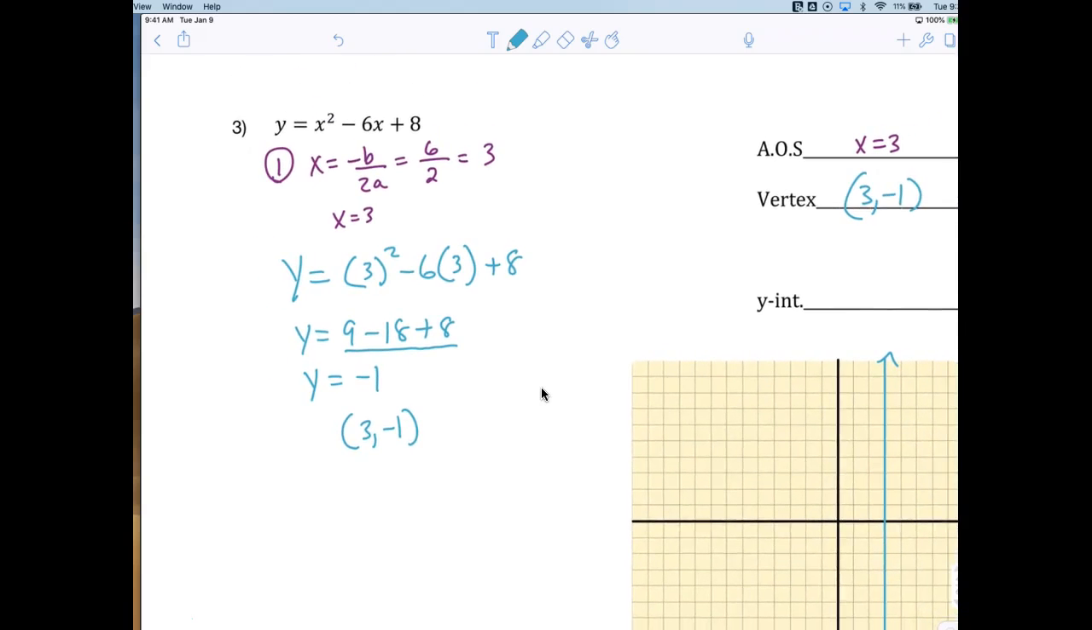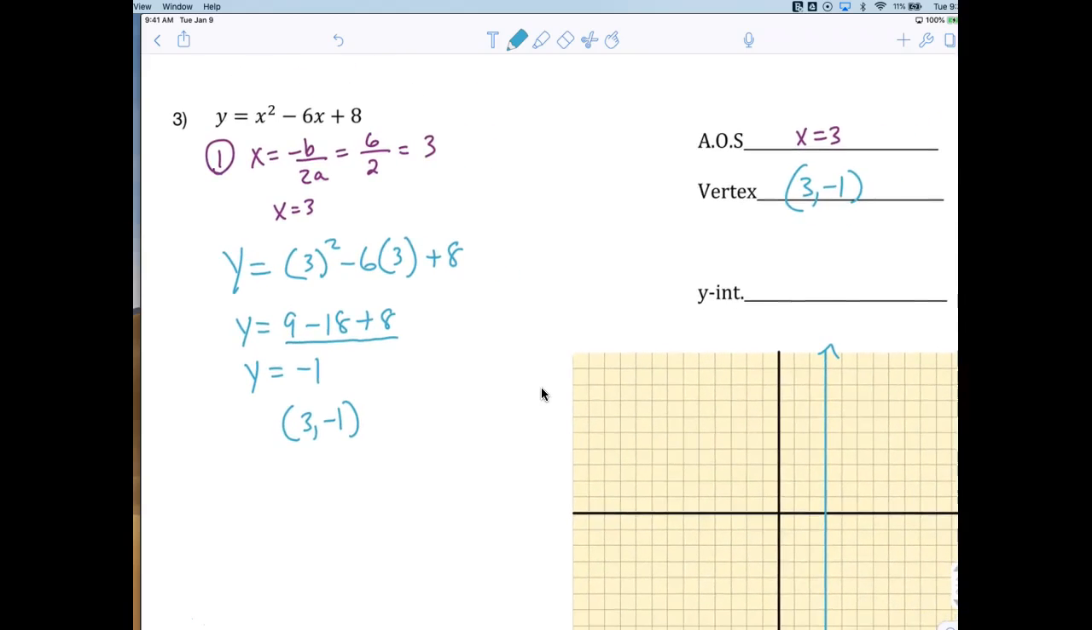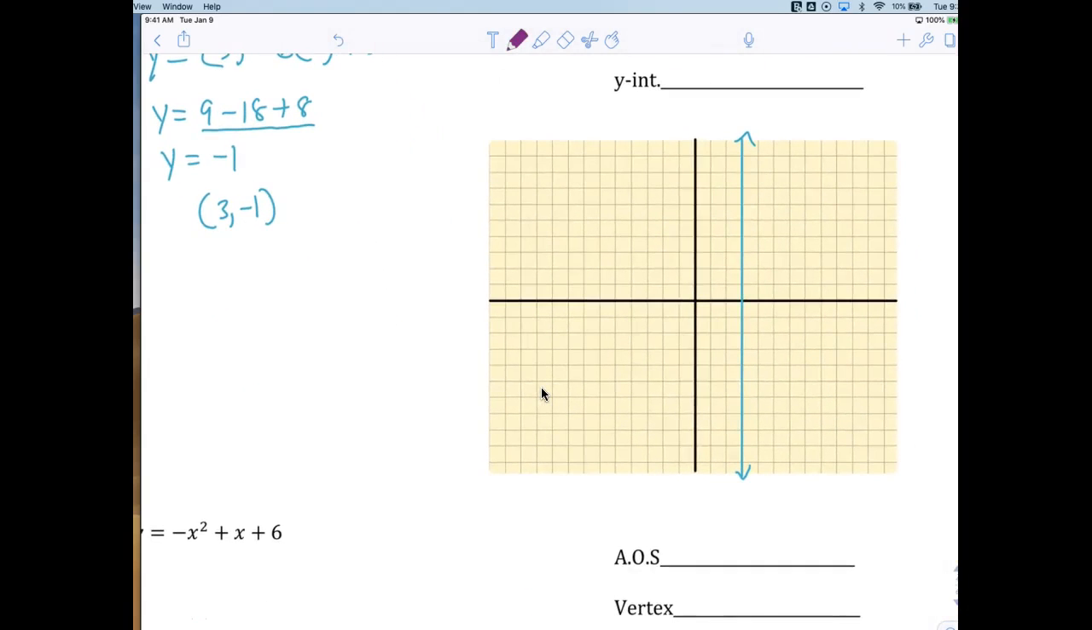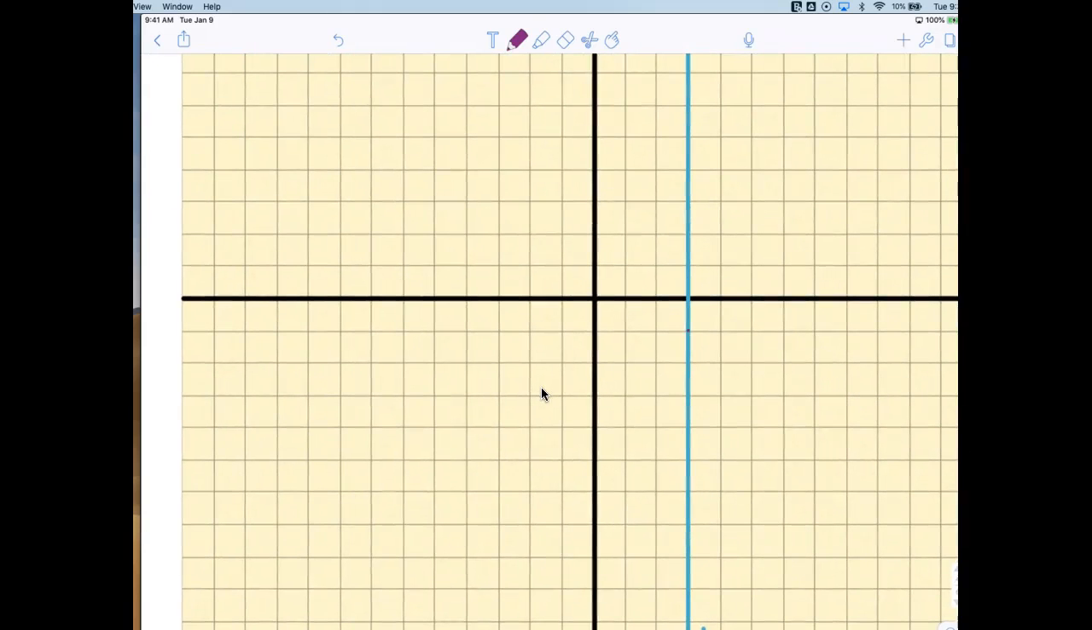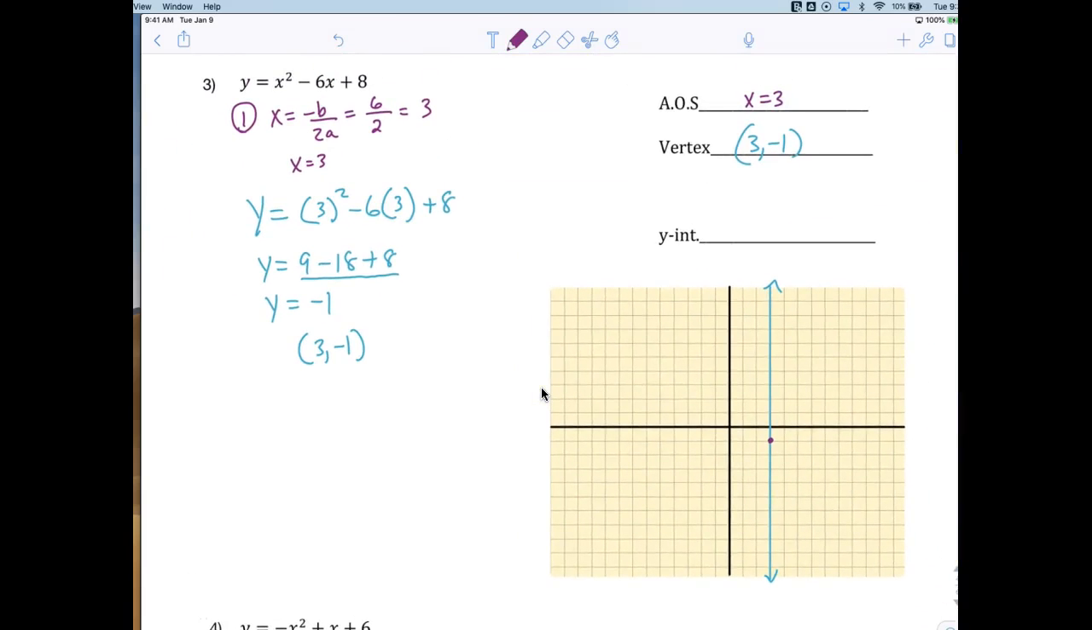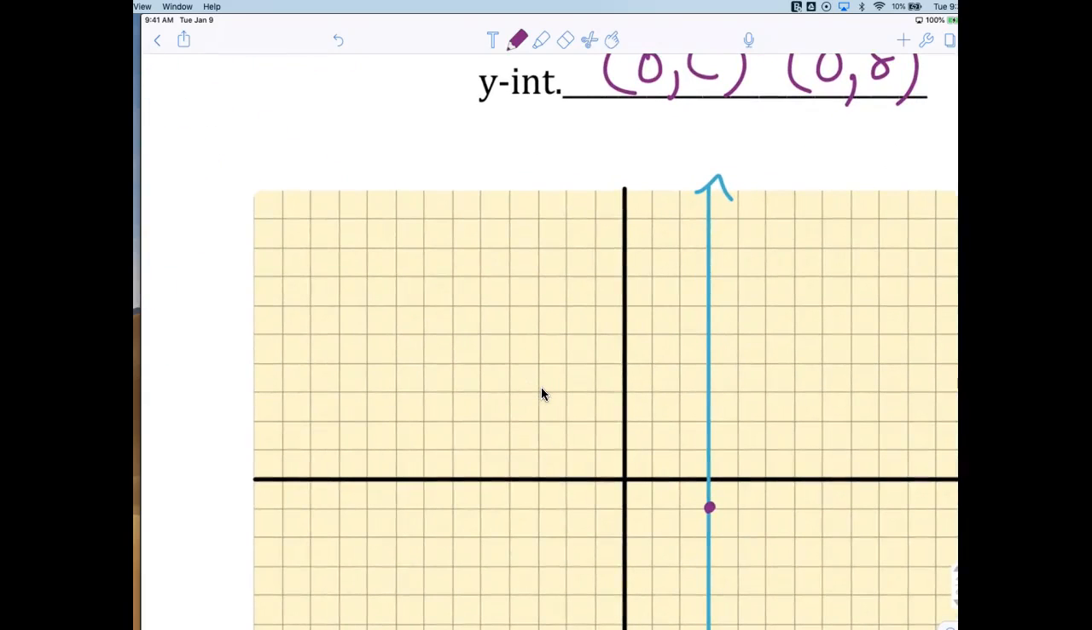Okay. Now, the y-intercept. Well, let's go ahead and plot that point. 3, negative 1. So here's 3, negative 1. So put a dot there. And now I need to find the y-intercept. So remember the y-intercept is just 0, c. So in this case, it's 0, comma what? 0, comma 8. Thank you. So now I got to graph 0, 8. 0, 1, 2, 3, 4, 5, 6, 7, 8. Put that point right there.